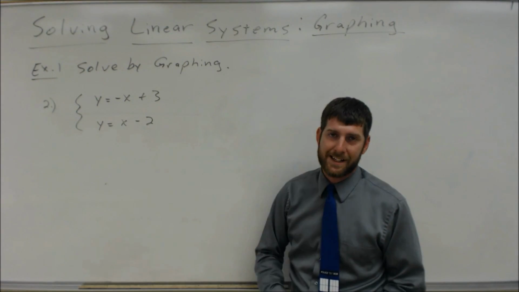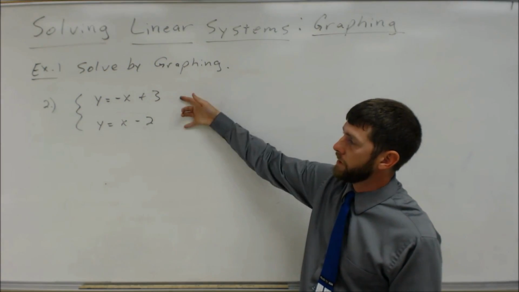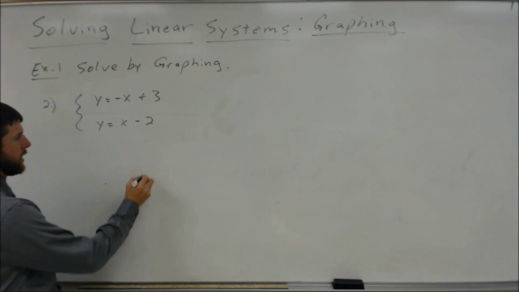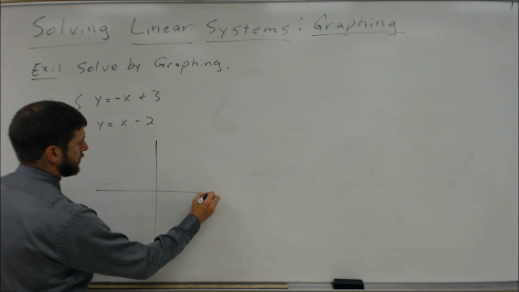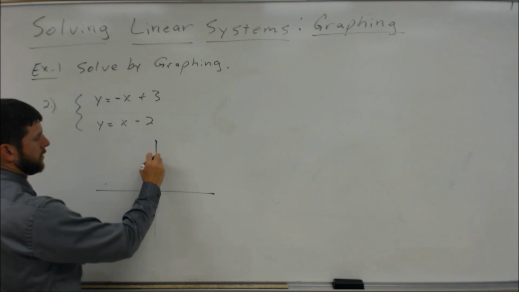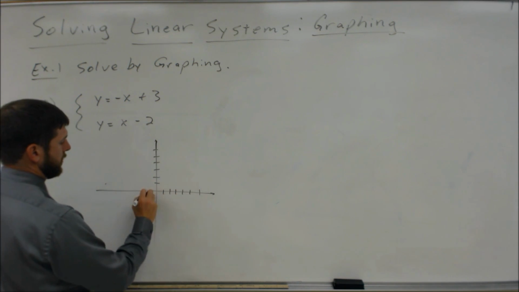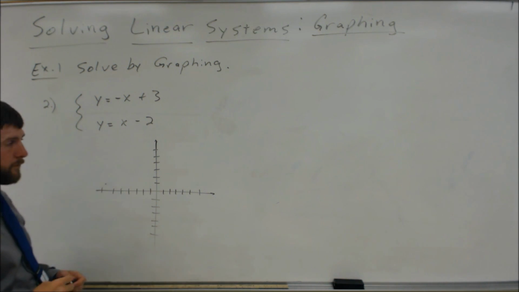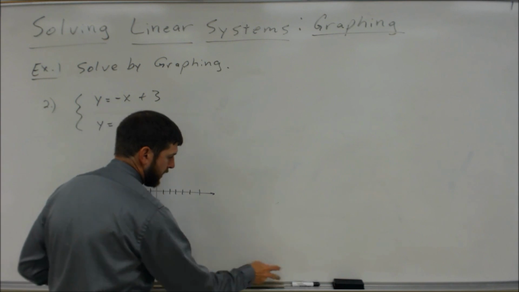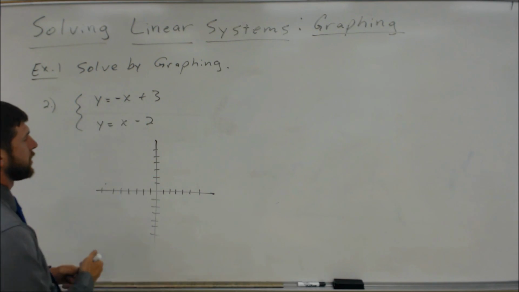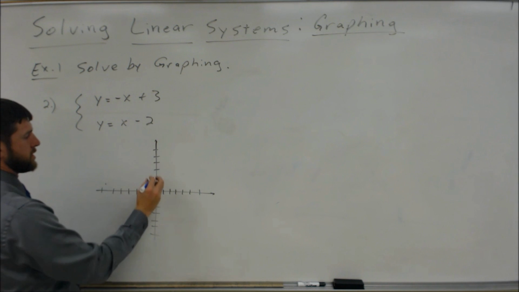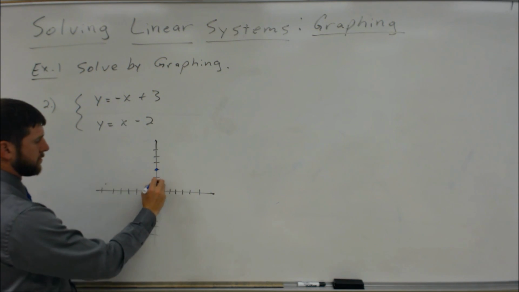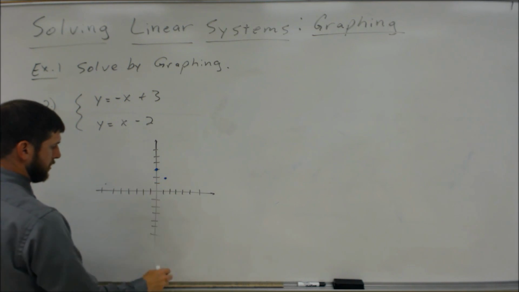Okay, now we have our second example right here. So these are already in slope-intercept form, so we can go about graphing them. So let's set up my coordinate plane. Again, you probably want to be using graph paper, but I don't have my graph board right here. But the process is the same. So first line, y-intercept is 3. Slope is -1, so down 1 over 1.